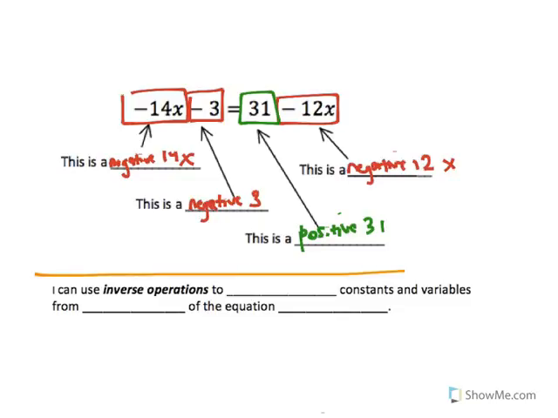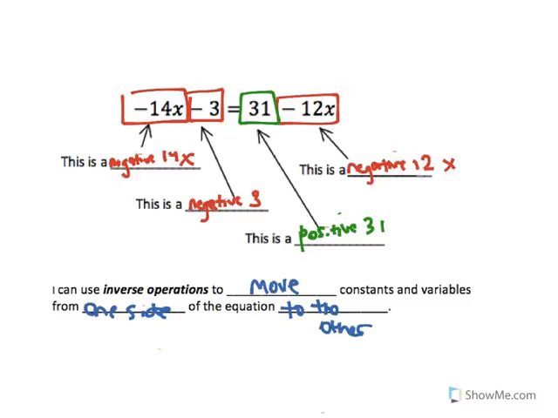So, in summary, I can use inverse operations to blank constants and variables from blank of the equation blank. Pause the video and fill this out on your own. So the key concept here is that since these signs are connected to the constants and variables to the right of them, I can use inverse operations to move constants and variables from one side of the equation to the other. And I'm going to show you how to do that tomorrow.